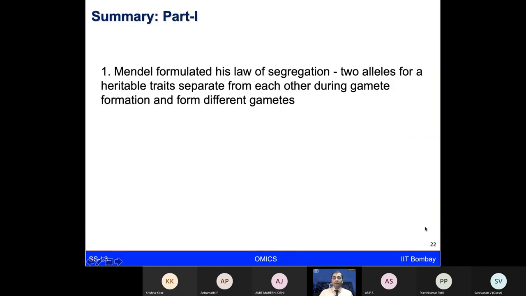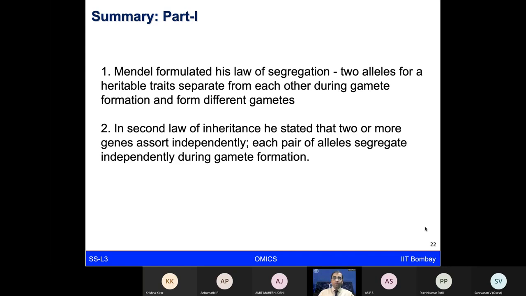All right, so I hope now you are refreshed, and just to summarize this part 1. Mendel formulated first his law of segregation, where the two alleles for a given trait are going to separate from each other in the gamete formation in the subsequent generations. In the law of independent assortment, he stated that two or more genes are going to assort independently, and he showed with those crosses that the ratios will be 9:3:3:1.